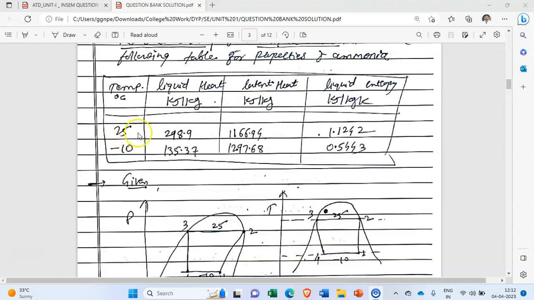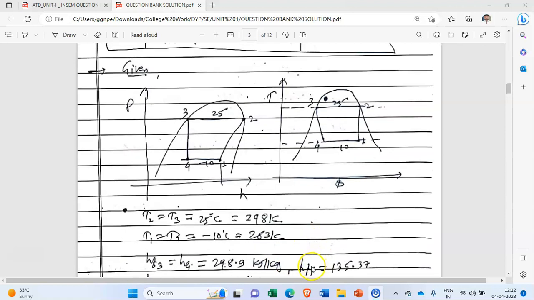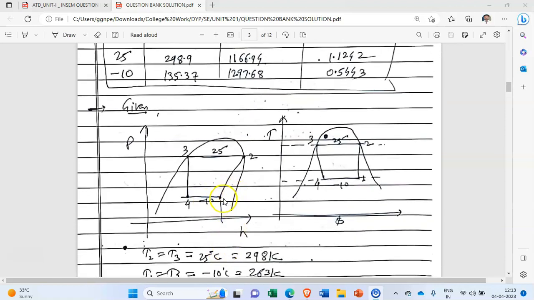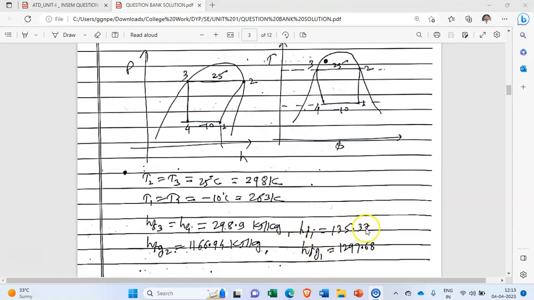At 25 degrees Celsius, HF is 298.9 kilojoule per kg. Again HF1 is also given. Actually in the diagram it is the HFG, which is not given in the question. What is given is HF1 at minus 10 degrees Celsius, and 135.37 is the HF1 value.